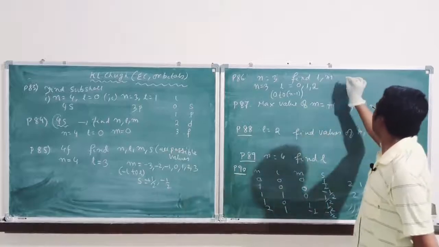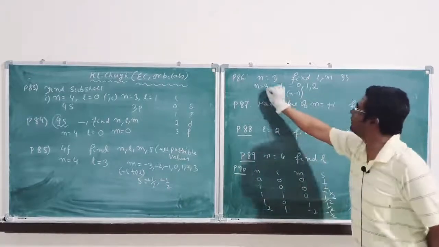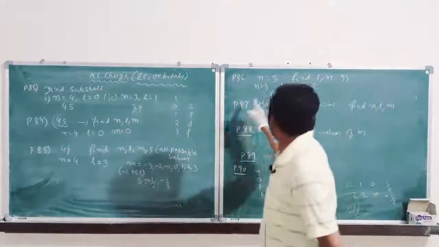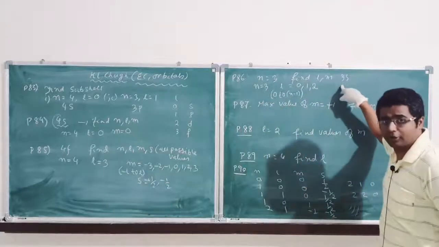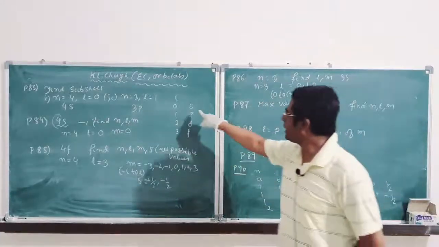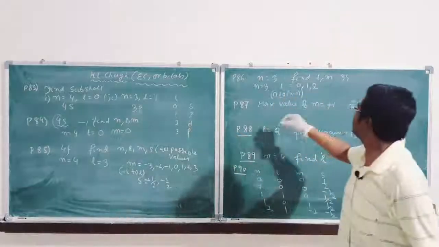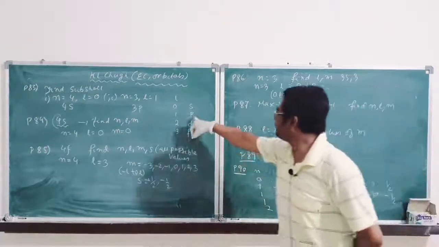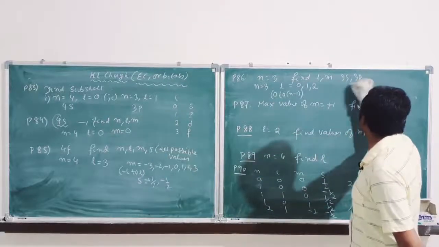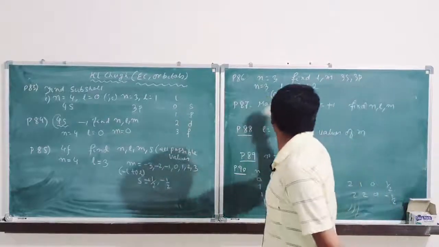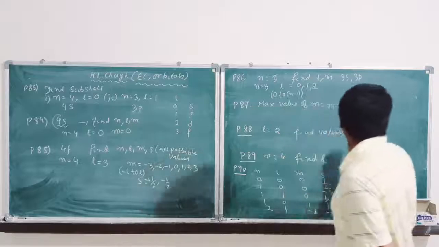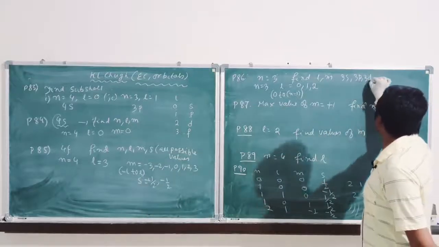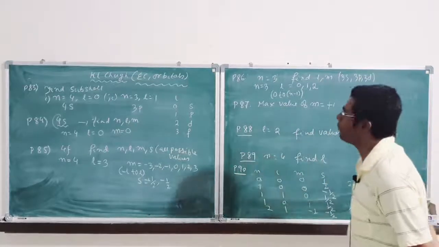And that is why we can get the 3S subshell, 3 and 0: 3 means third orbit and 0 means S subshell. Next we can go for 3, 1 that is P, so 3P. Then we can go for 3, 2 that is D, 3D. So these three subshells are possible for the third orbit.